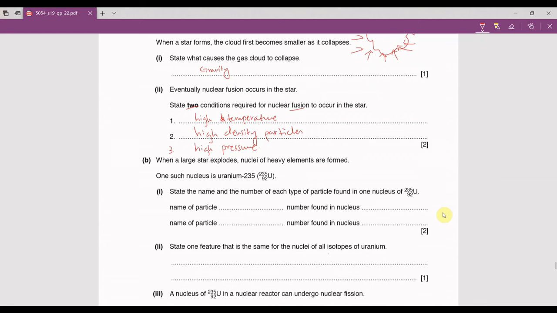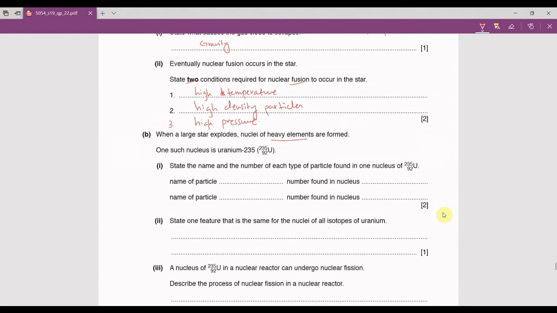Now when a large star explodes, nuclei of heavy elements are formed. One such nucleus is uranium-235. Remember this 235: when the whole nucleus is named without any symbols, and it's just written in complete words, and then there is a dash and the number written, that number 235 is always the mass number. But they have written it in both forms, so we can see clearly the symbol as well.